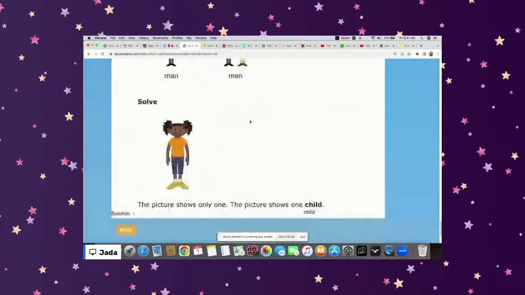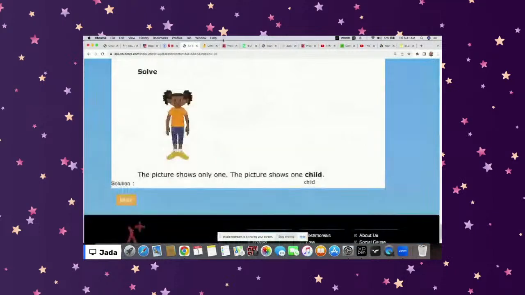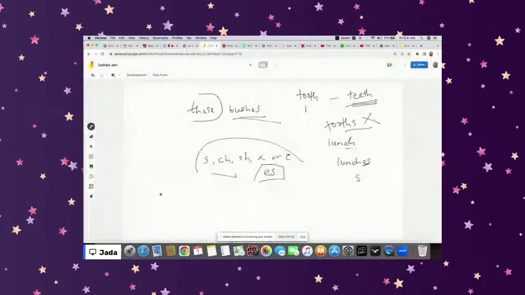Okay, this is what? Child. Okay, so a child is for one. So one child. And then if you want to say more than one child, you say children. Children shows two, three, four, and above, but child shows only one. And you cannot say childs with S.